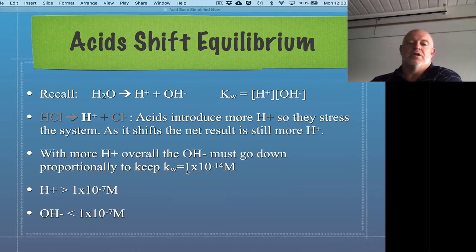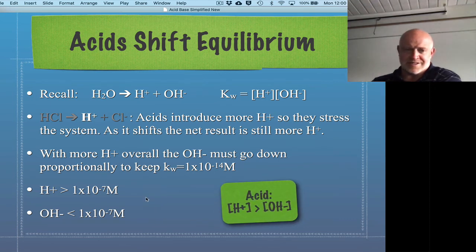Okay? The net result of this is we can say that the hydrogen ions will always be greater than 1 times 10 to the negative 7th, and your hydroxide ions will always be less than 1 times 10 to the negative 7th. Or another way of looking at it is when you put an acid into water, it's going to create a scenario where your hydrogen ions are greater than your hydroxide ions.